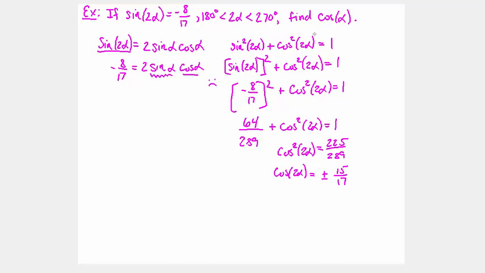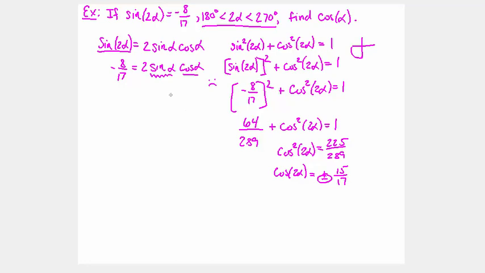Now notice, if you go back to the original, one of the givens was that 2 alpha was stuck between 180 and 270. Now remember, if you take a look at the quadrants, that's quadrant 3 over here. So in that quadrant, cosine would be negative. So that'll tell us exactly which one we have to use. So then, if the cosine of 2 alpha is equal to negative 15/17, that's great.